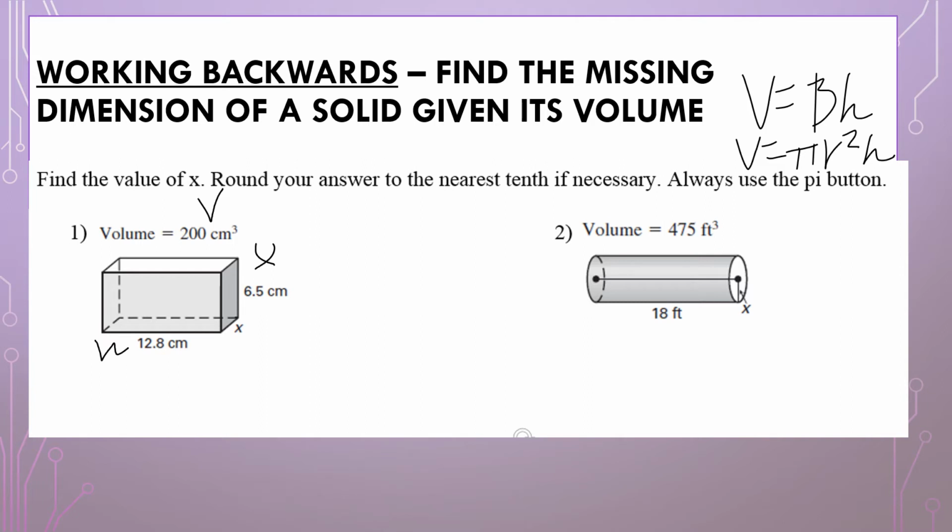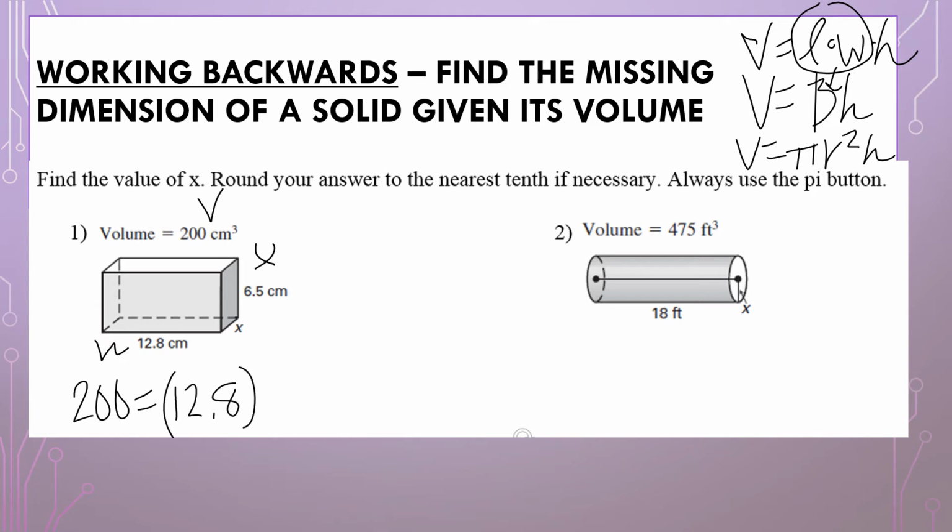So I have my V, and then I have a length, and I have a width or a height. So again, volume can kind of be seen as length times width times height, because length times width is your base. So that is how I'm going to do number 1. So my volume is 200, equals length times width times height. So I just have to put my two values there, 12.8 times 6.5, and then I'm trying to find x.